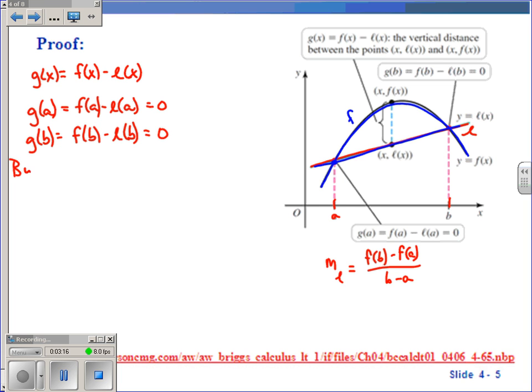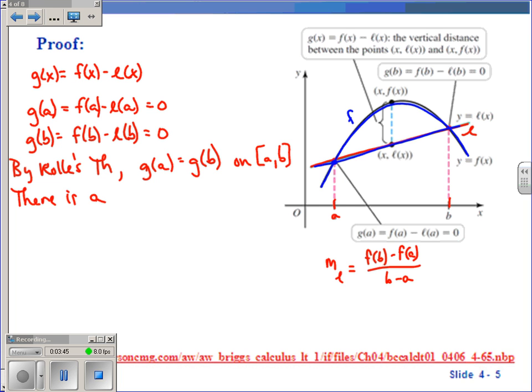Rolle's theorem says that if I have a function that's continuous and differentiable on the interval, so I've got the interval from A to B, and since g of A is equal to g of B, they have the same y value, then I'm guaranteed that there is a number C in the interval AB so that g prime of C is going to equal 0. So that's just a result of Rolle's theorem.